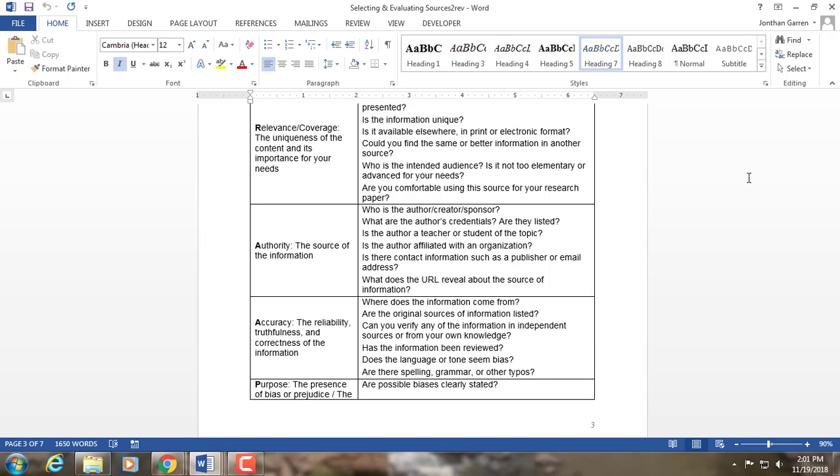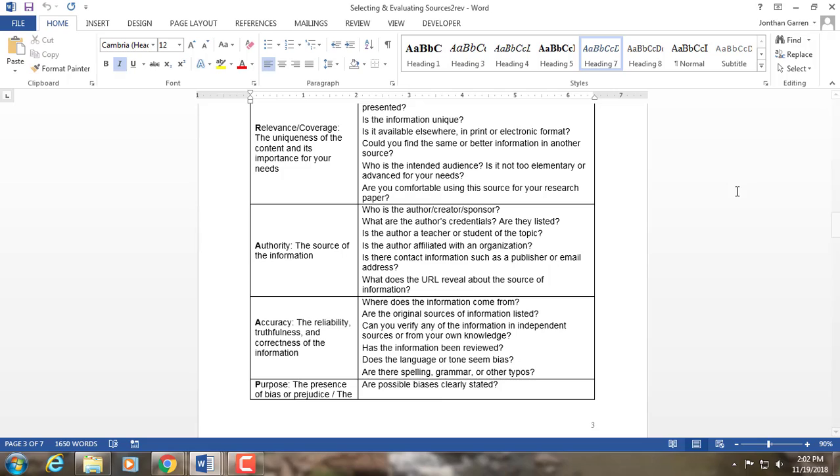So again, it's very important to be able to evaluate these situations, these websites, these articles in a way where it can work with your research and your topics. And then you want to look at accuracy, and accuracy is the reliability, truthfulness, and correctness of the information.